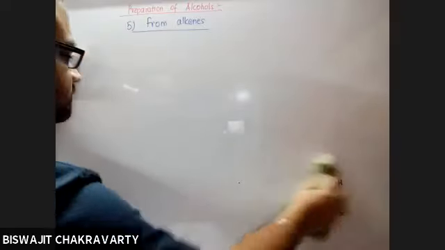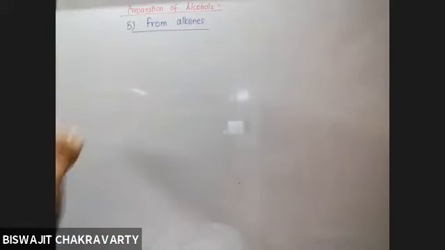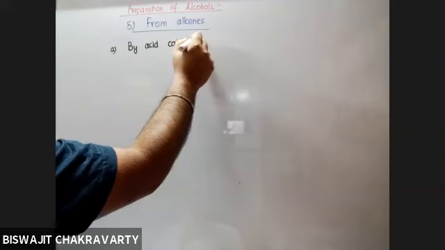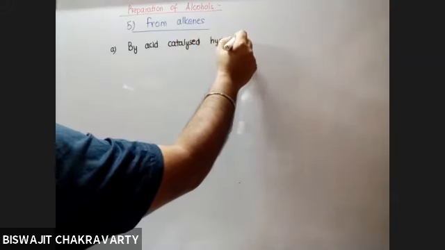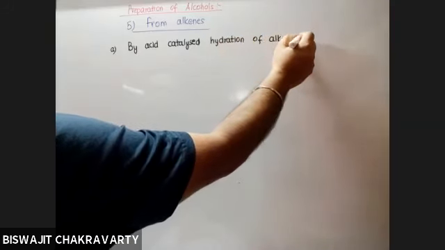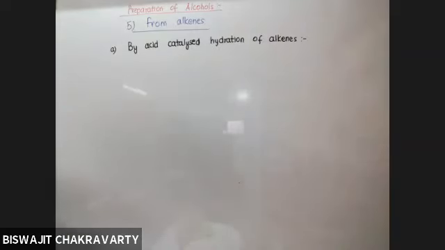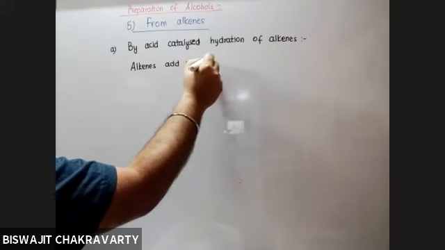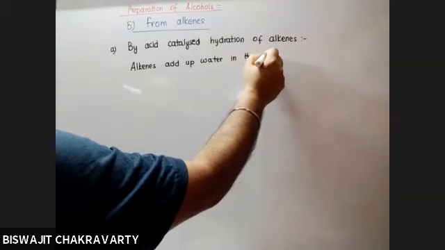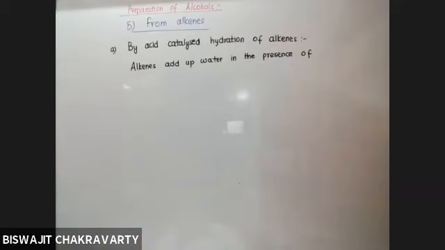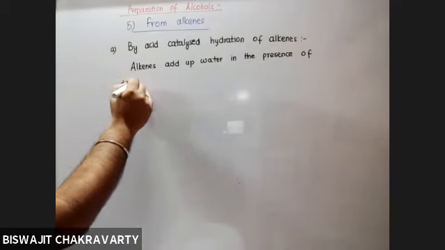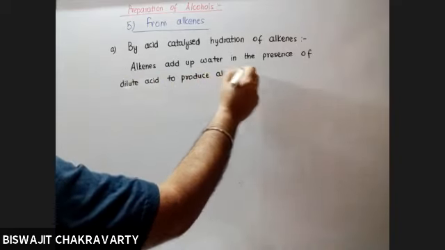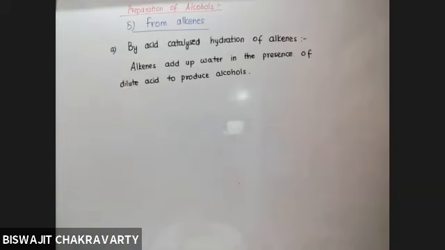So what we can write down under this: by acid catalyzed hydration of alkenes, alkenes add up water in the presence of dilute acid to produce alcohols.